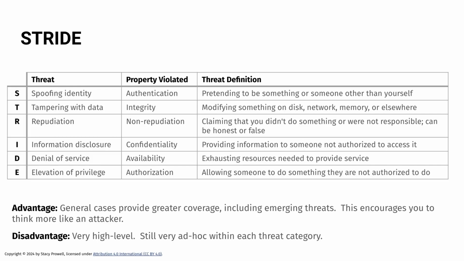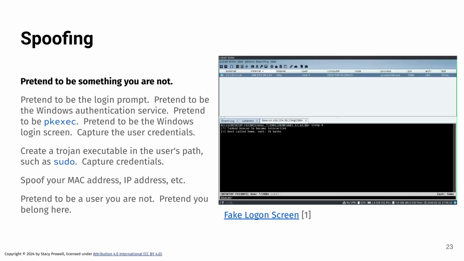A disadvantage is that it's very high level. An advantage of the previous ones we saw was they were pretty specific, right? If someone is trying to do cross-site scripting, that's a very specific kind of threat, right? These are very general, but that's okay, right? We're still a little bit ad hoc, but now we have some categories to help us organize our thoughts. So let's think about what all these different things are.